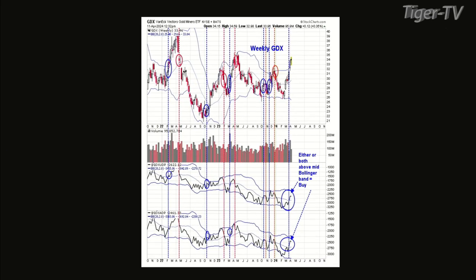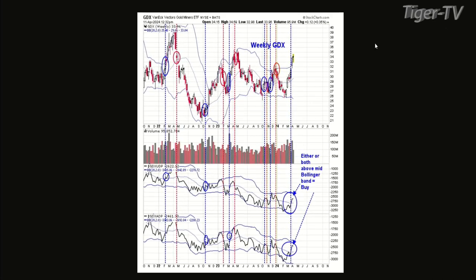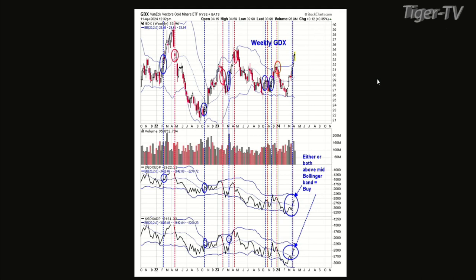Okay, chart two, the bottom window is the weekly advance-decline, and the second window up is the weekly up-down volume. This whips around a little bit. All those dotted lines across the white or the blue lines are when both indicators close above the mid-Bollinger band. The red dotted lines are when they close below the mid-Bollinger band. So you can get some whipsaws back and forth as this indicator whips up and whips back down. But right now, it's on the weekly time frame.